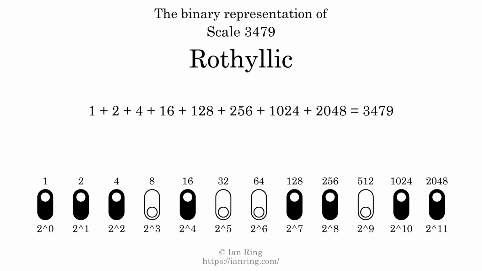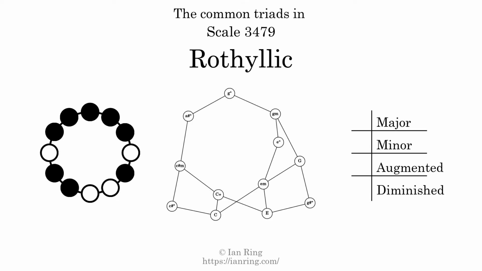That is why the scale number, in decimal, is 3479. The scale number not only enumerates the scale with a unique index, but it also literally describes the tonal content of the scale. Represented as a binary number in base 2, the scale number is 1101100101111. Here are the common triads present in this scale.